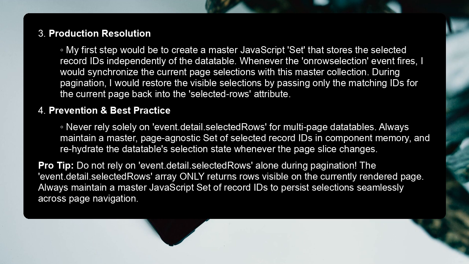Pro tip: do not rely on event.detail.selectedRows alone during pagination. The event.detail.selectedRows array only returns rows visible on the currently rendered page. Always maintain a master JavaScript set of record IDs to persist selections seamlessly across page navigation.